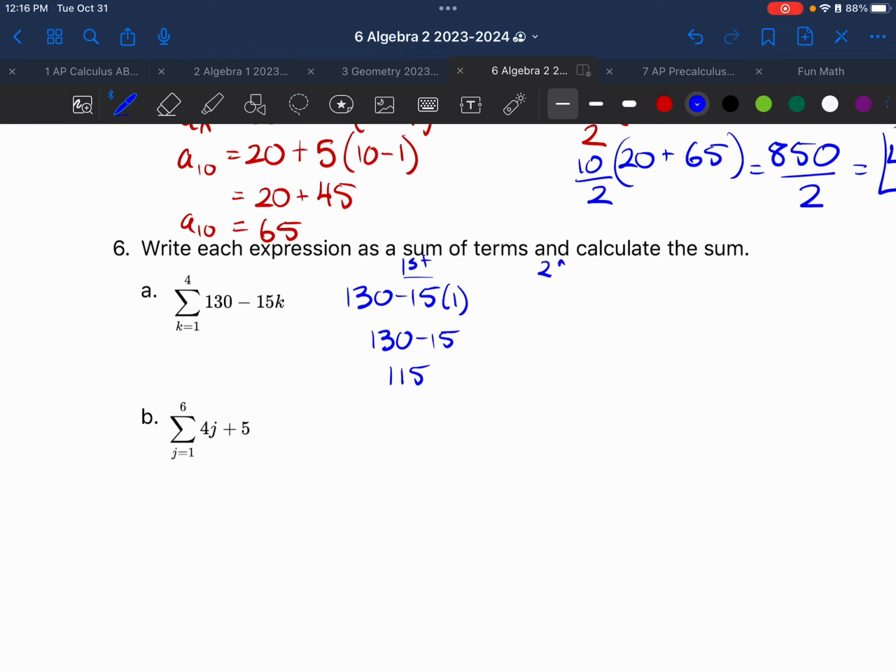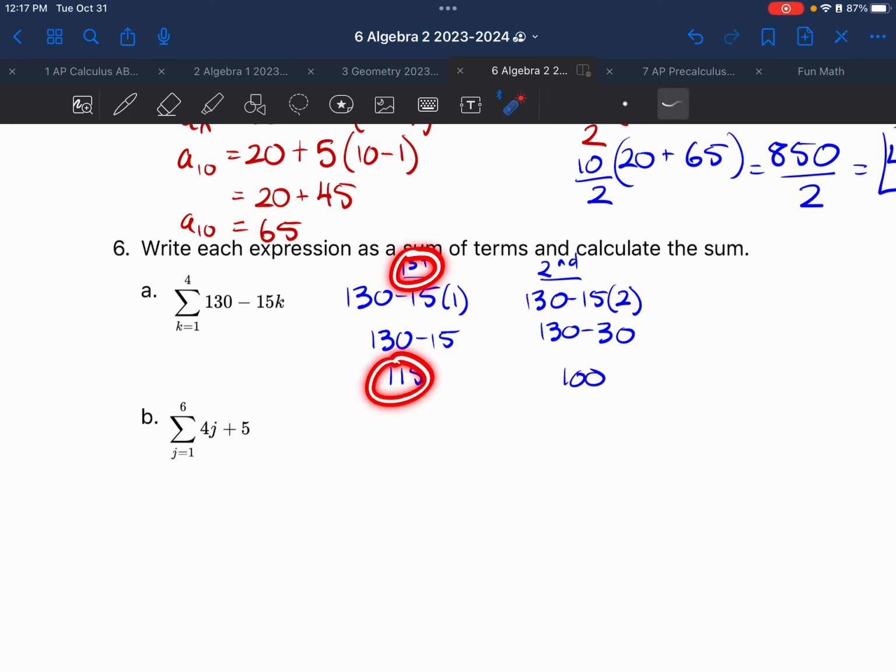How do we do the second term of the sequence? I'm rewriting this formula again, it's going to be 130 minus 15, but now we increase this number from 1 to 2. So I'm going to plug in a 2 here, because this value of k is the index, or the term number, right? So it's going to be 130 minus 30, and 130 minus 30 is 100. So that means that the first term is 115, the second term is 100.